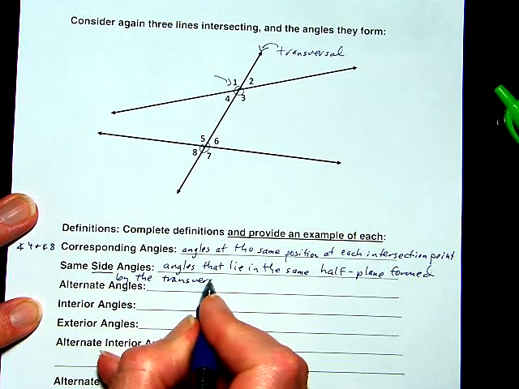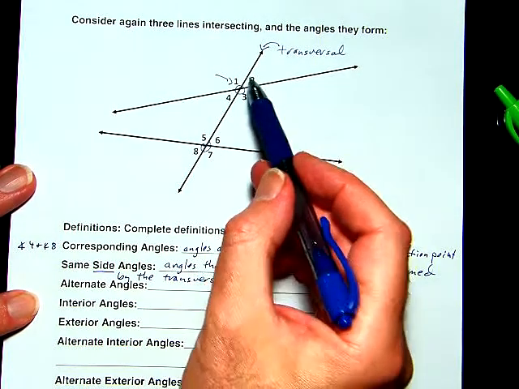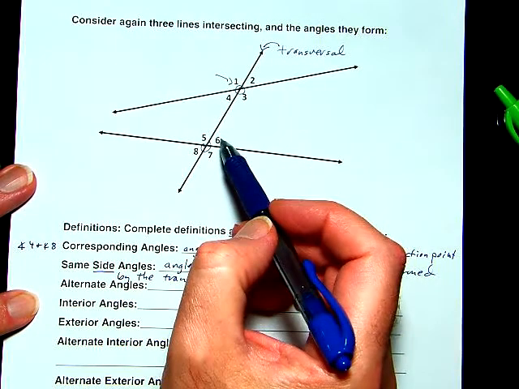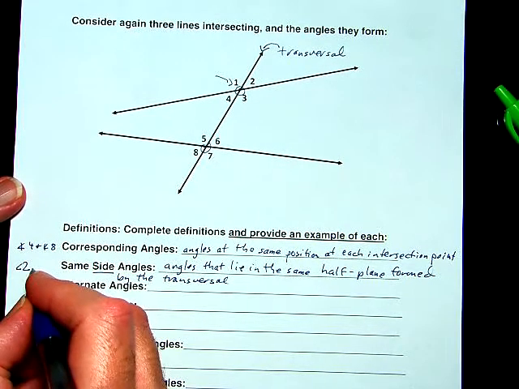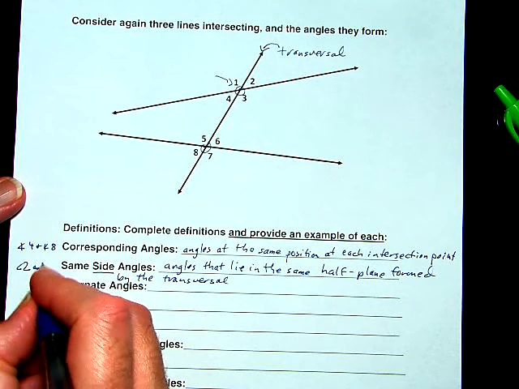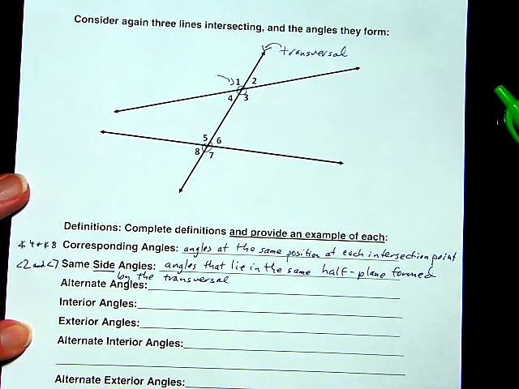And as examples of some same side angles, we already said like 2 and 6, 2 and 7, 3 and 6, 3 and 7. So let's put 2 and 7 down. Angle 2 and angle 7 would be good examples of same-side angles. And there's lots of them, as we've seen.